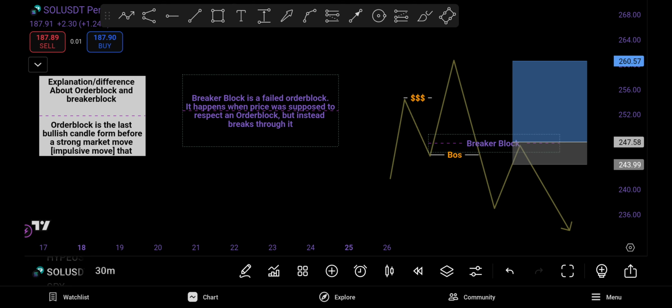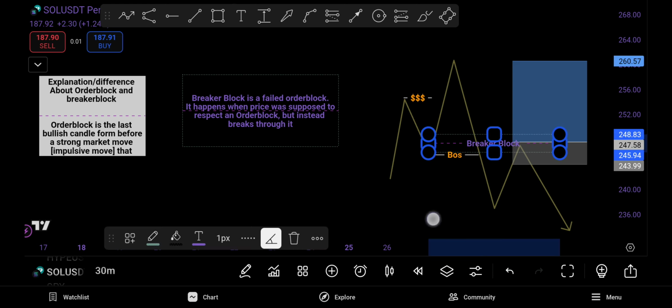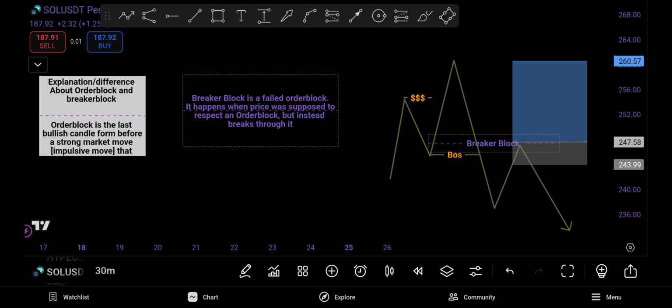So when price comes back to retest this breaker block, it acts as a supply zone, pushing price down. You understand? Pushing price down. So now let me take you guys to the chart area.